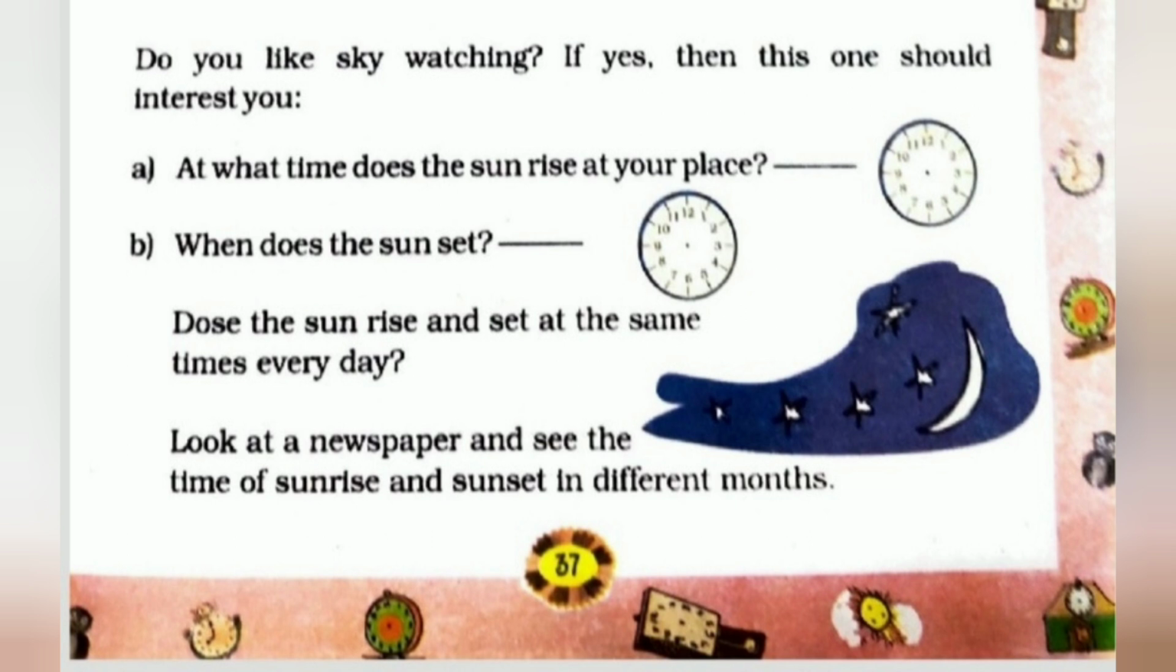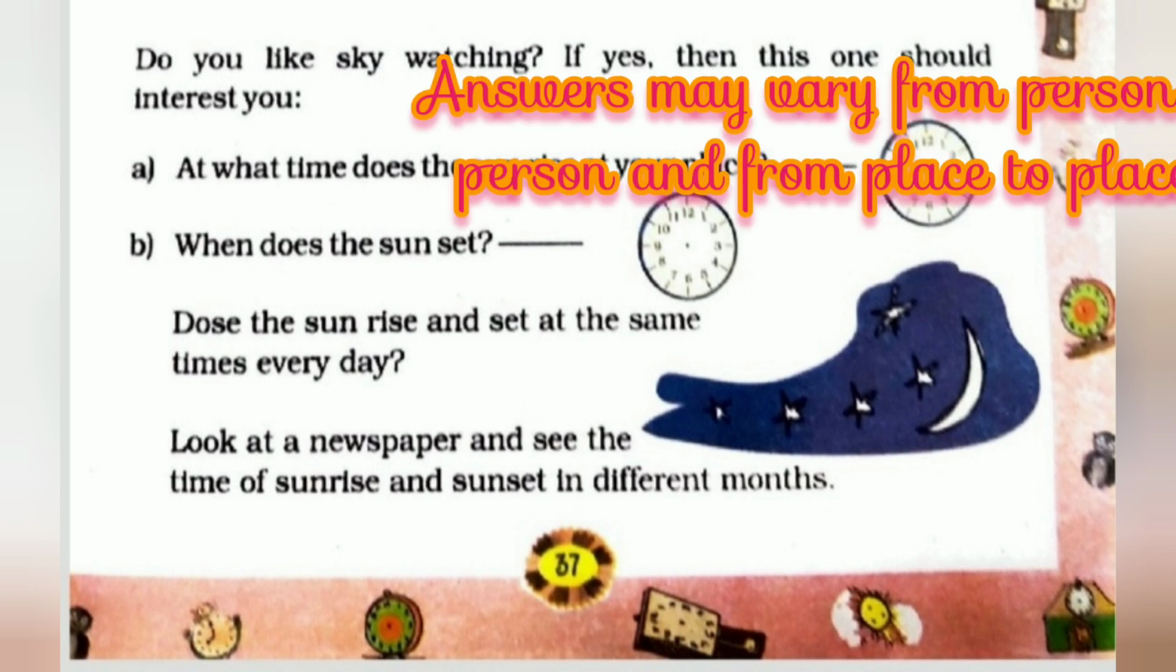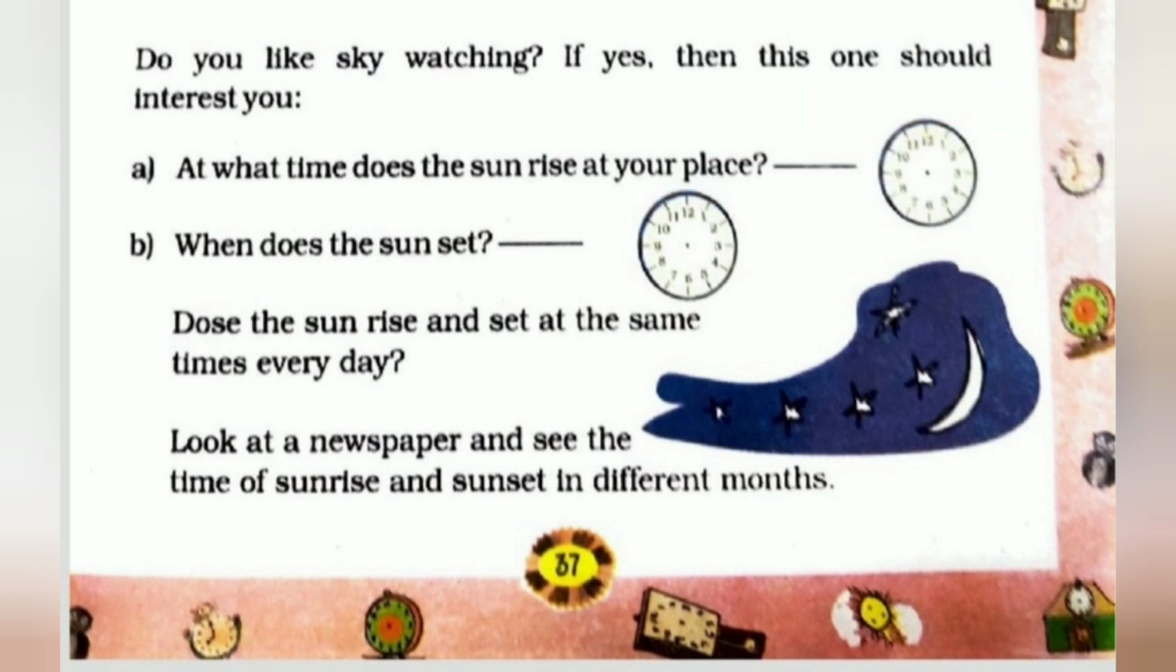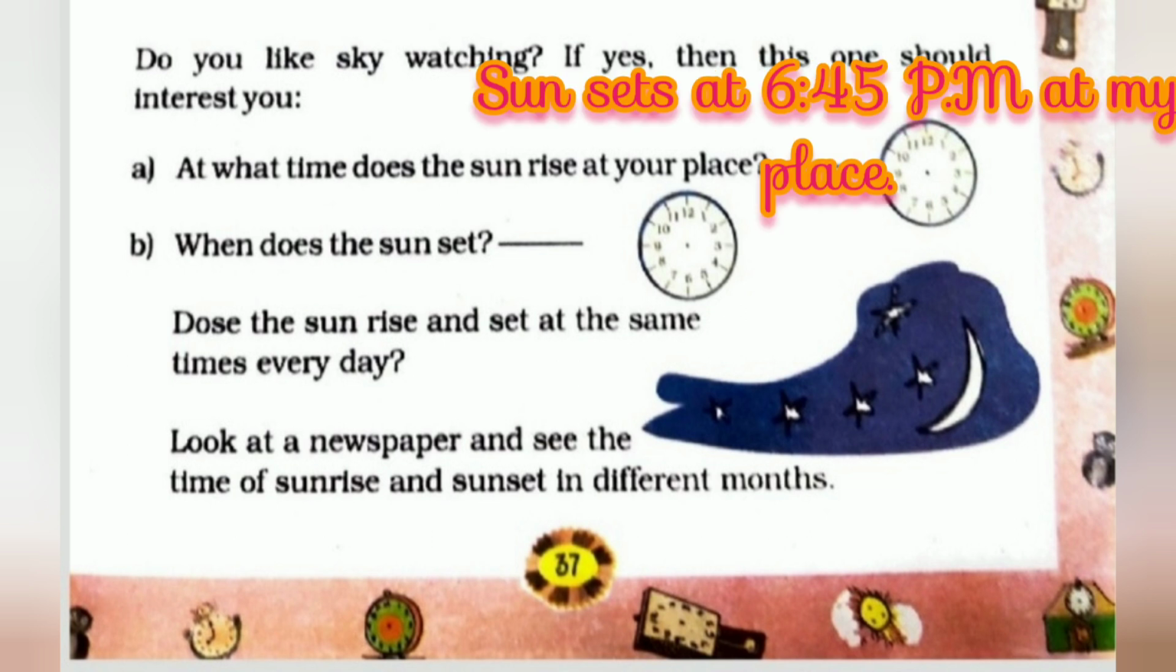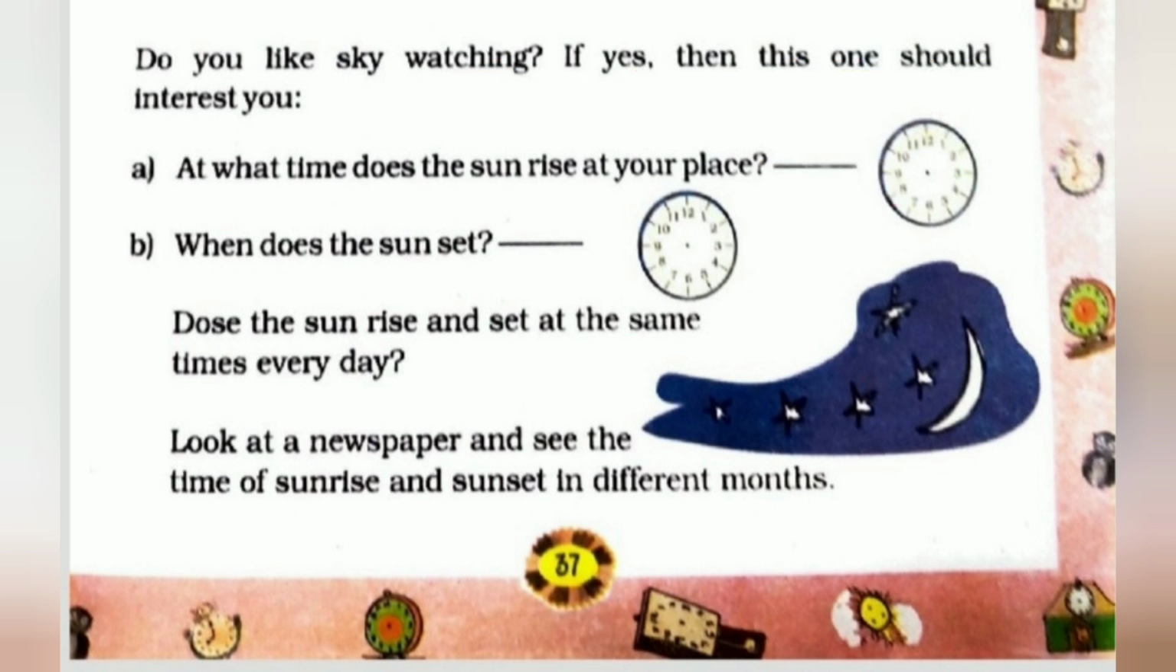Now moving to our next question. Question is, do you like sky watching? If yes, then this one should interest you. A. At what time does the sun rise at your place? These answers may vary from person to person. Okay, at my place, sun rises at 5:30. B. When does the sun set? At my place, sun sets at 6:30 or 6:45.